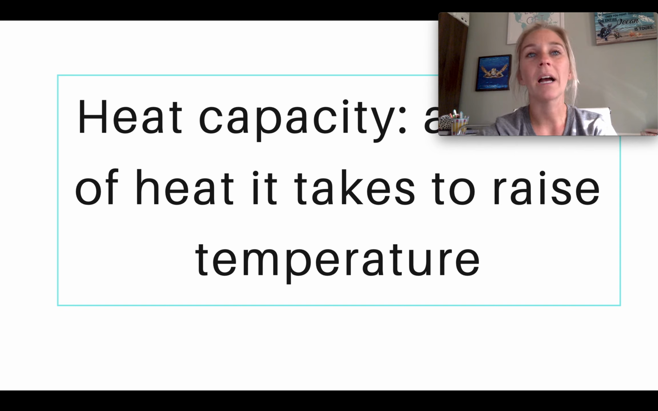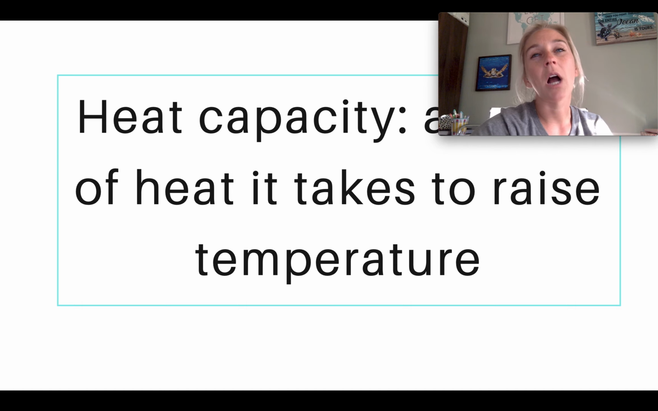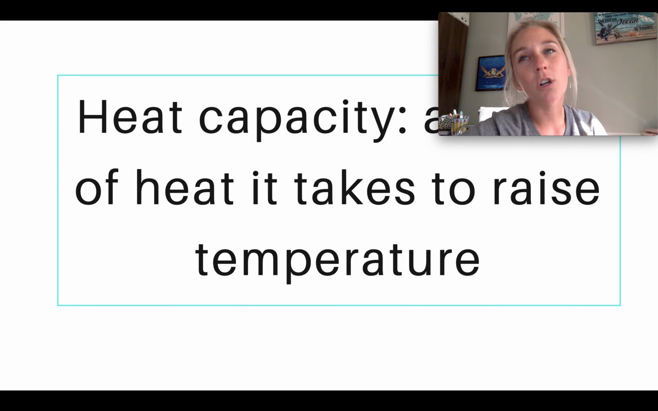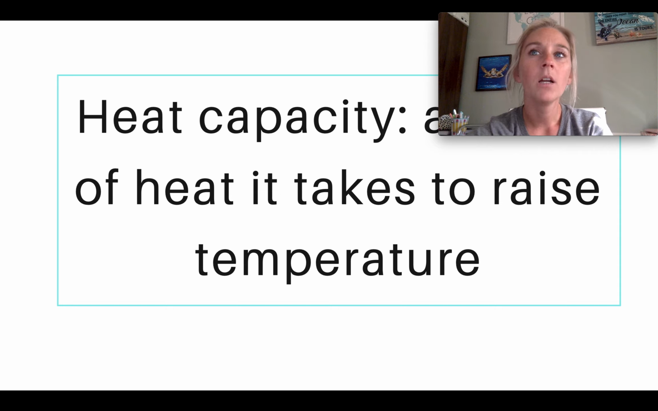There's also heat capacity. So this is the amount of heat it takes to raise the temperature. It takes a really large amount of heat to raise the temperature of water. Molecules have to move faster for the water temperature to rise, and the hydrogen bonds make this harder because they have to move faster. There's a stronger resistance to temperature change because of this. So large bodies of water can absorb a lot of energy without having huge temperature changes.